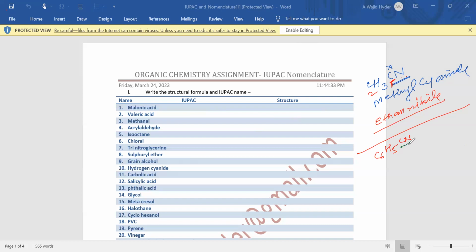Now see, if you are not counting this carbon atom, then it will be phenyl cyanide. What is C6H5? Phenyl. Since we have not counted the carbon of CN, it is phenyl cyanide. Ojas, here I'll come to know whether you have learned. If you count this carbon, what will be the name of C6H5C? If you count the carbon of cyanide in the longest possible carbon chain, what will be its name? It will be benzo only.